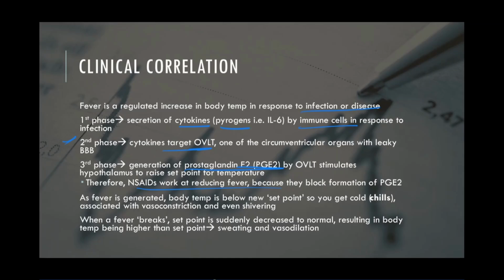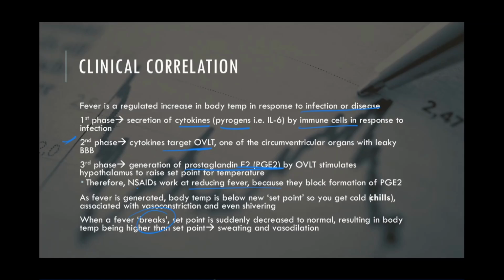When a fever breaks, now your body temperature is 101 because that's where your hypothalamus wanted it. But now your infection's gone. You did your job. There's no more cytokines being released because all the infection's gone. So nothing's stimulating the hypothalamus to do anything. So the hypothalamus is like, okay, let's go back to our normal set point of 98.6. But what's your body temperature right now? 101, because you had a fever for so long.